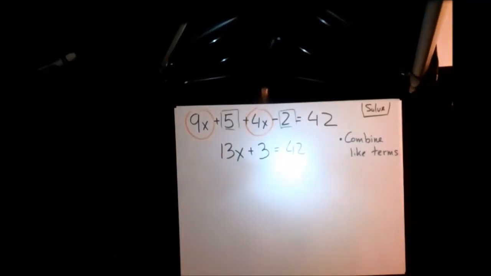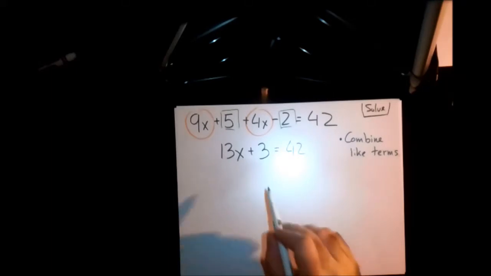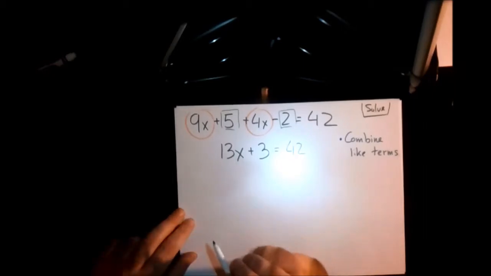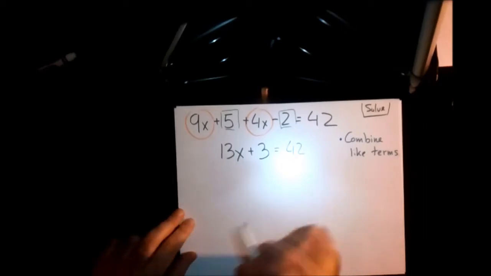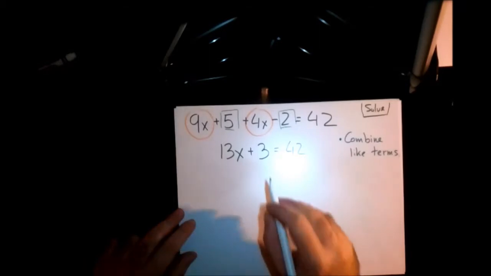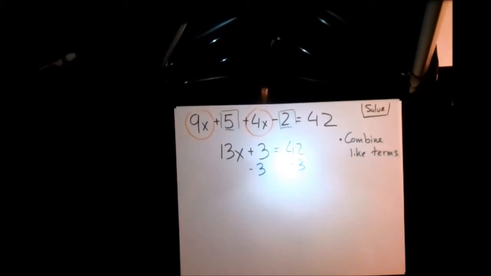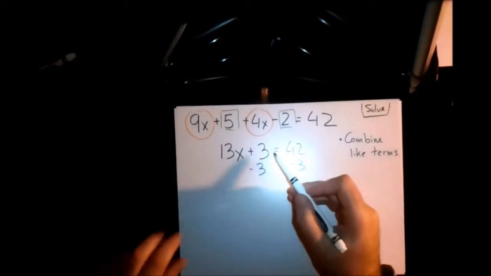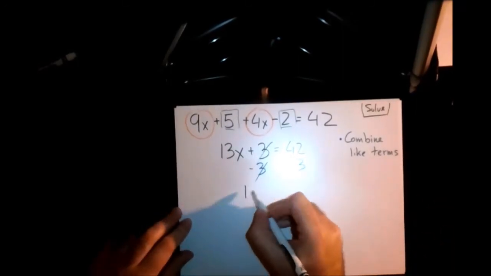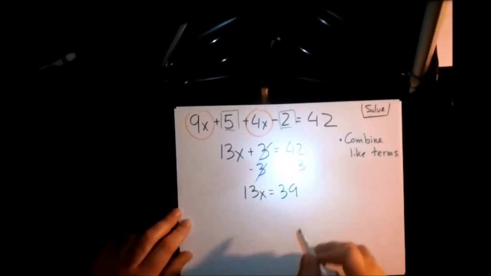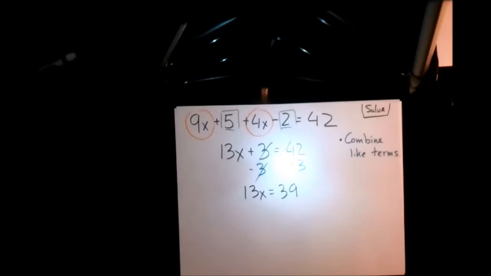So now I need to isolate the x, the variable. Two-step equation. I'm going to tackle the one that's further. Hopefully everyone said further. It's plus 3. What's the opposite of plus 3? What's the inverse operation? Minus 3. Perfect. So plus 3 minus 3, that's gone. It's a 0. 13x equals 42 minus 3. That's 39. All right. Good.